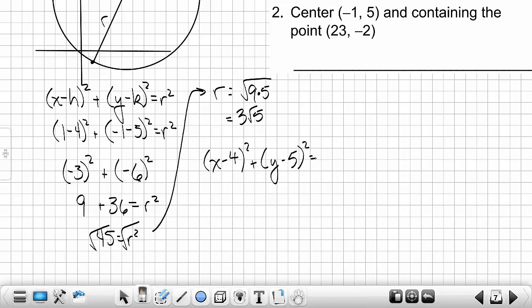So give me the formula starting it off. Equals 3 square root 5 squared. But before I write that down, I'm not going to write down 3 square root 5 squared and then watch you guys square it out. Because the formula is x minus h squared plus y minus k squared equals what? R squared. So what's r squared? It's 45. It was given to me way earlier. Good job. 45. So you just have to figure out what the r squared equals so you can substitute.